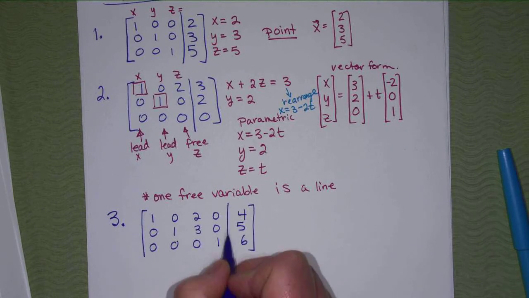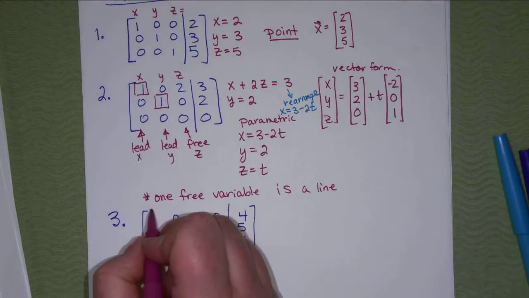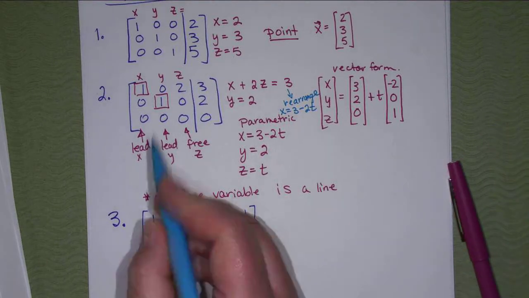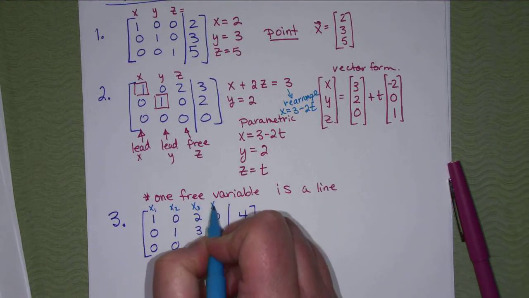So the systems that we're solving don't have to be size 3 by 3, like 3 variables and 3 unknowns. This one has 3 equations, but it's actually 4 unknowns. You see there's 4 columns. So instead of X, Y, Z, we would usually call these X1, X2, X3, and X4, like that. Okay, so this actually has 4 variables.